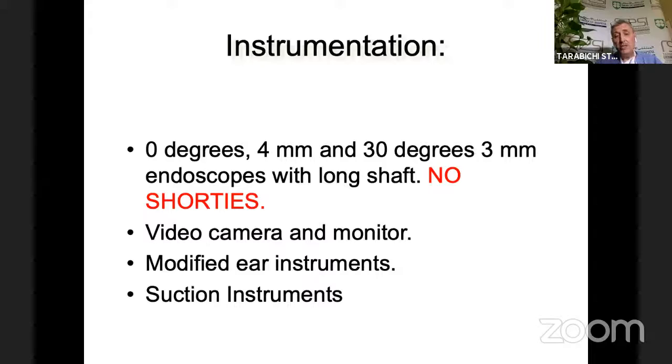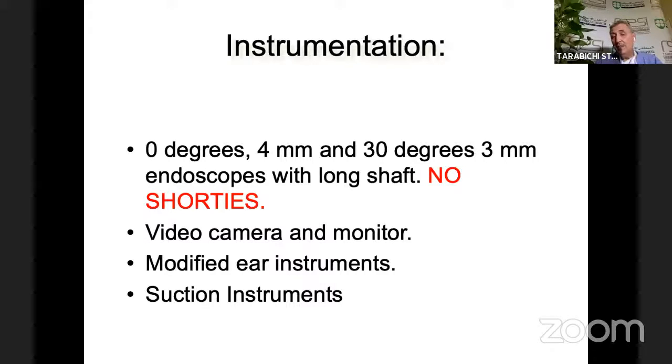Of course, everybody now operates off the video camera and monitor. And I really think you need to get some basic dedicated instruments. We're talking about the suction instruments, and I've, again, fallen in love with them, really. The two things that have changed dramatically in my practice of endoscopic ear surgery over the years are the use of angled endoscopes and the use of suction instruments.